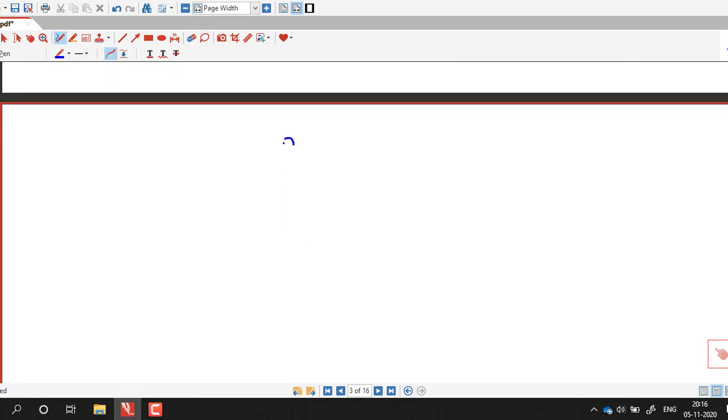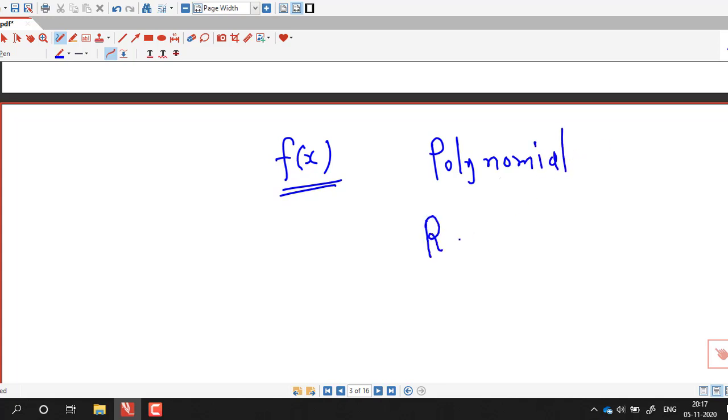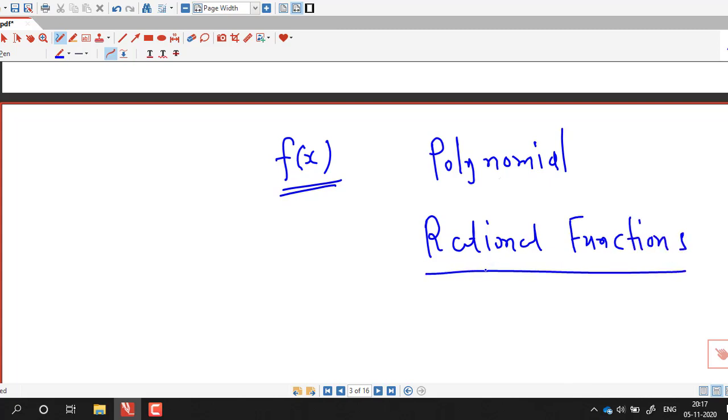Now if you recall, for functions of one variable, we have studied continuity at school level. So we know that if we take any polynomial function, then it is always continuous at every point. Polynomial functions are always continuous. Another continuous functions are rational functions. Rational functions means division of polynomials. So rational functions are also continuous at every point at which they are defined.